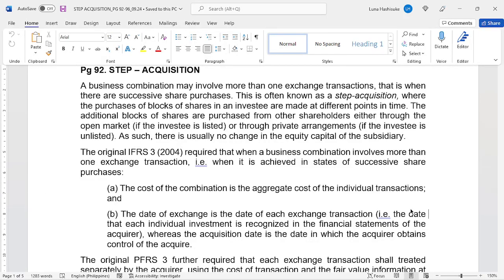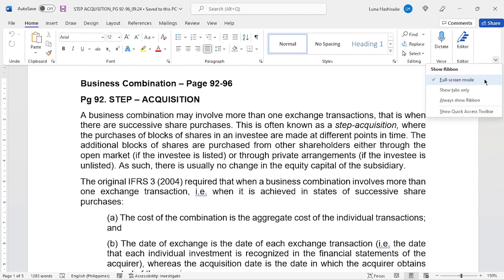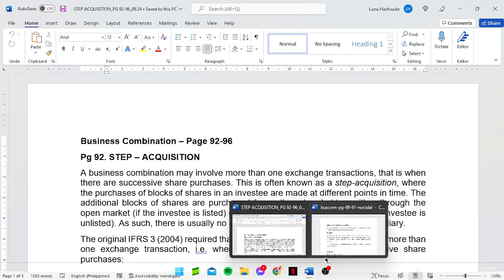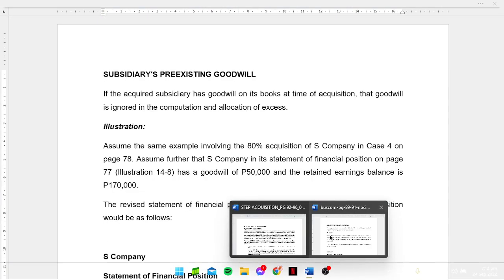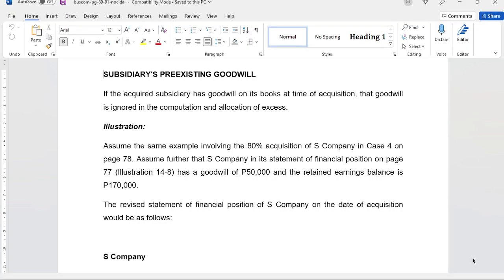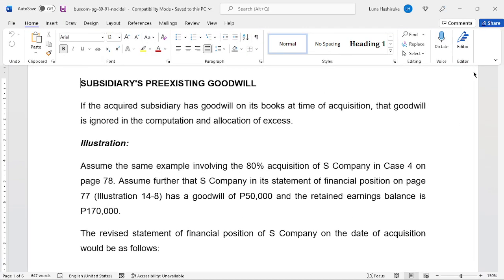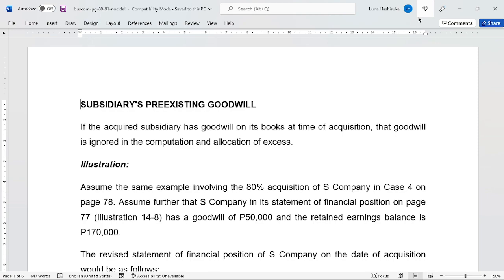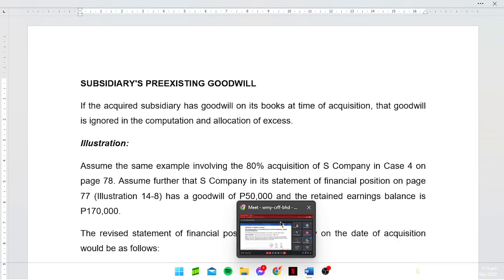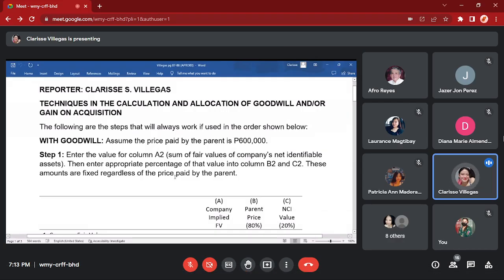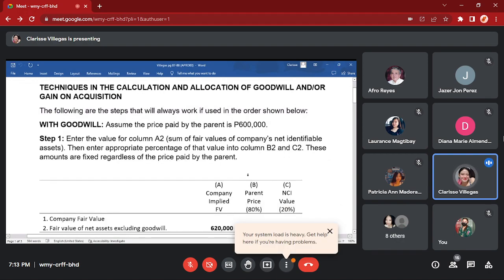Good evening, everyone. This is the techniques in the calculation and allocation of goodwill and or gain on acquisition. The following are the steps that will always work if used in the order shown below. With goodwill, assume the price paid by the parent is 600,000. Step 1, enter the value for column A2, sum of fair values of company's net identifiable assets, then after appropriate percentage of that value into column B2 and C2. These amounts are fixed regardless of the price paid by the parent.